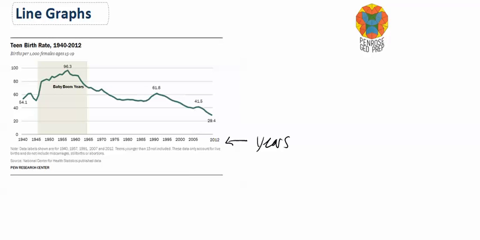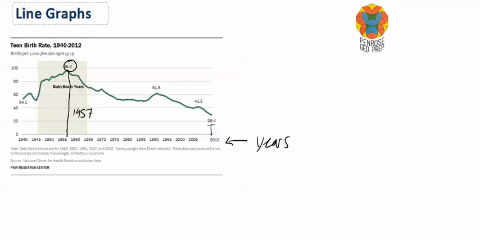Now let's look at the line graph specifically. So from the line, we can see that the highest teen birth rate is represented by this data point, and that was in the year 1957, with 96.3 births for every 1,000 females aged 15 to 19. We can also see that the lowest teen birth rate was in 2012 with 29.4 births per 1,000 females aged 15 to 19.